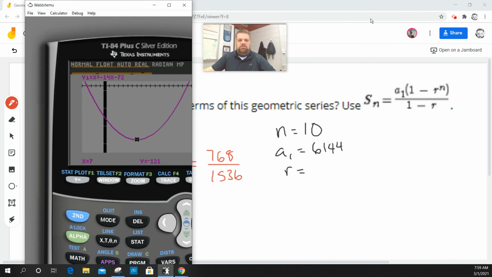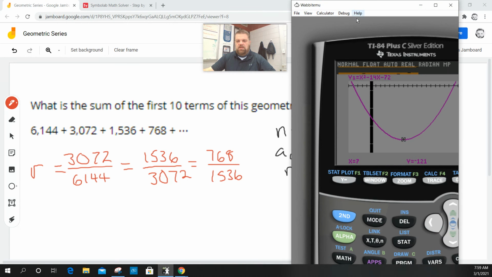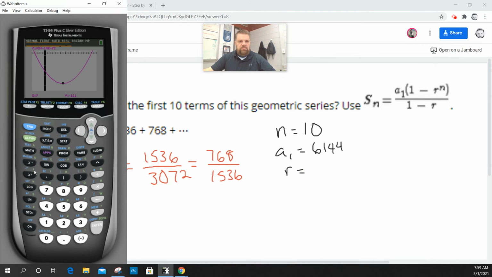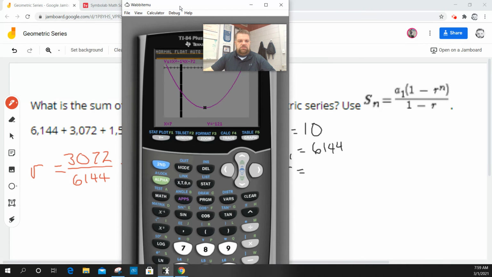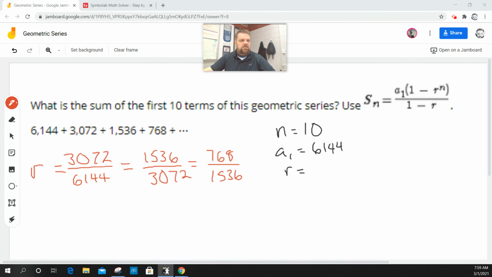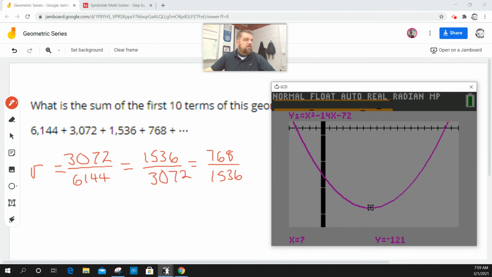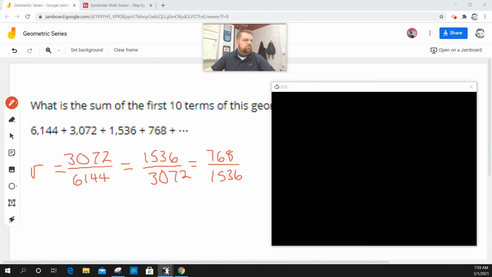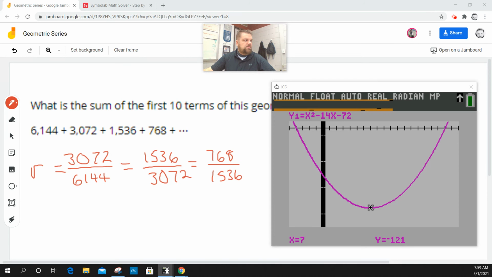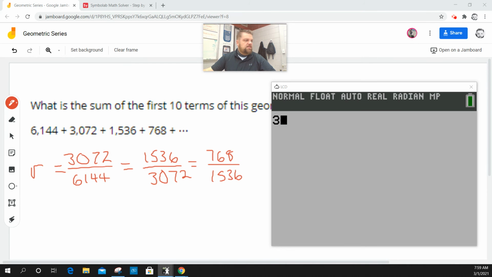So the first thing I'm going to do is take 3,072, let me do it this way so you can see it better, and divide it by 6,144. Okay, so that's 0.5 or 1/2. We could leave it as 0.5, doesn't matter.